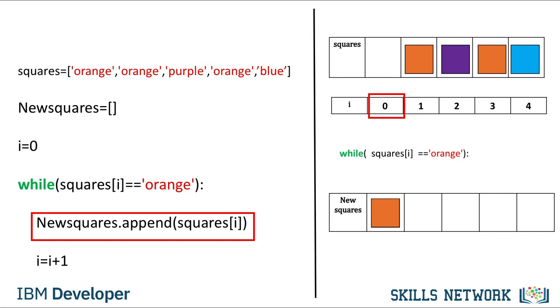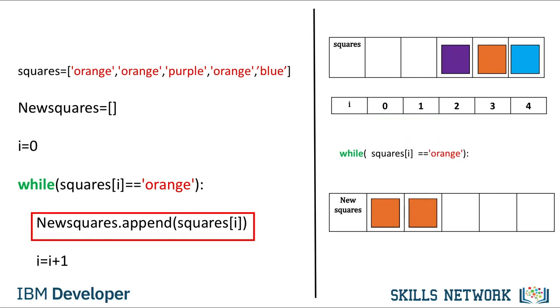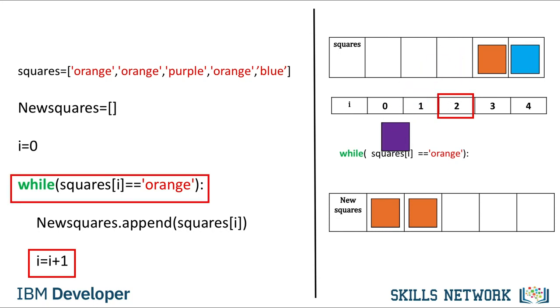We increase the value of i by 1. We append the value of the second element of the list squares to the list new squares. We increment the value of i. Now the value in the list squares is purple. Therefore, the condition for the while statement is false, and we exit the loop. Check out the labs for more examples of loops, many with real data.